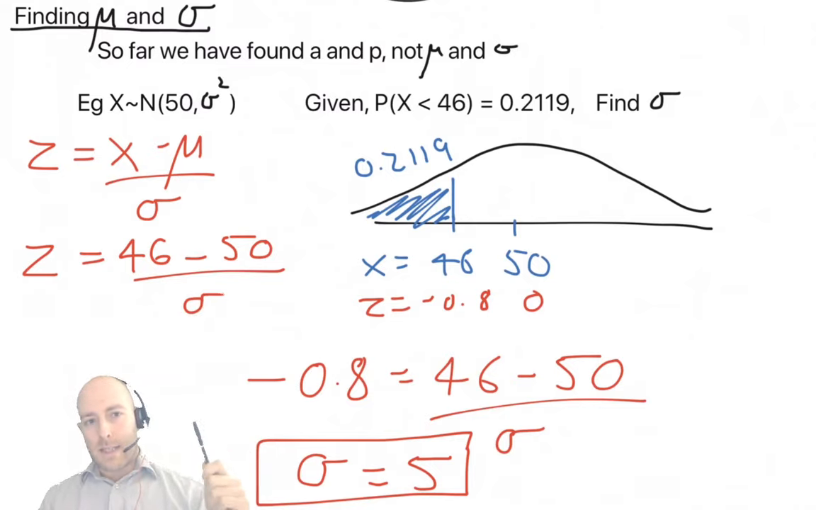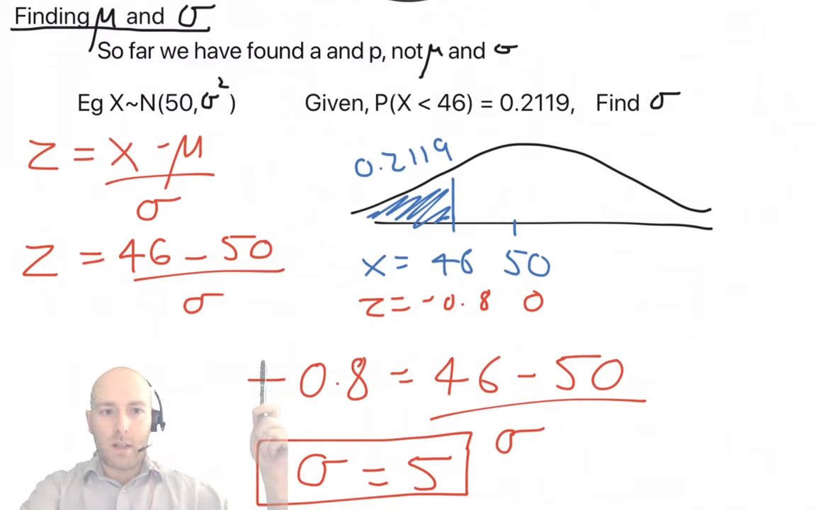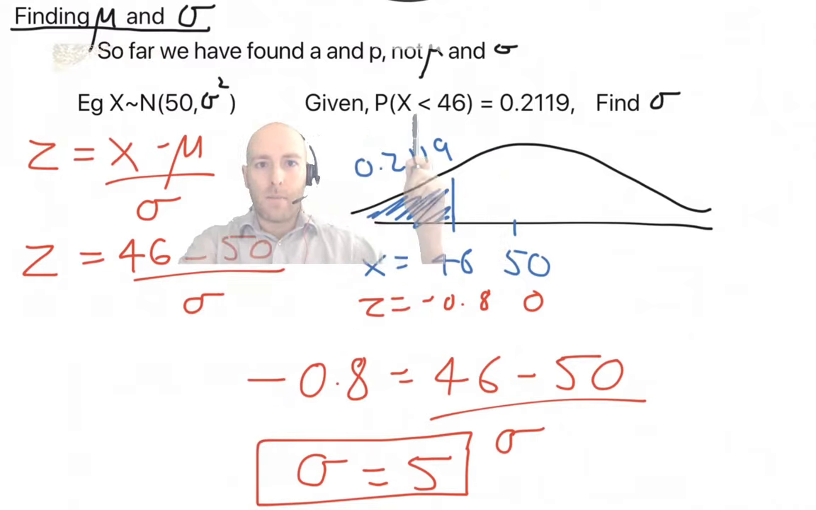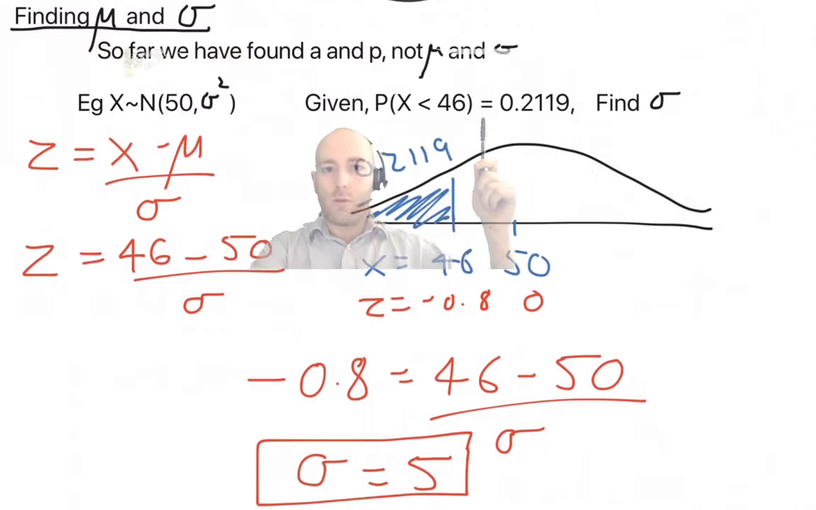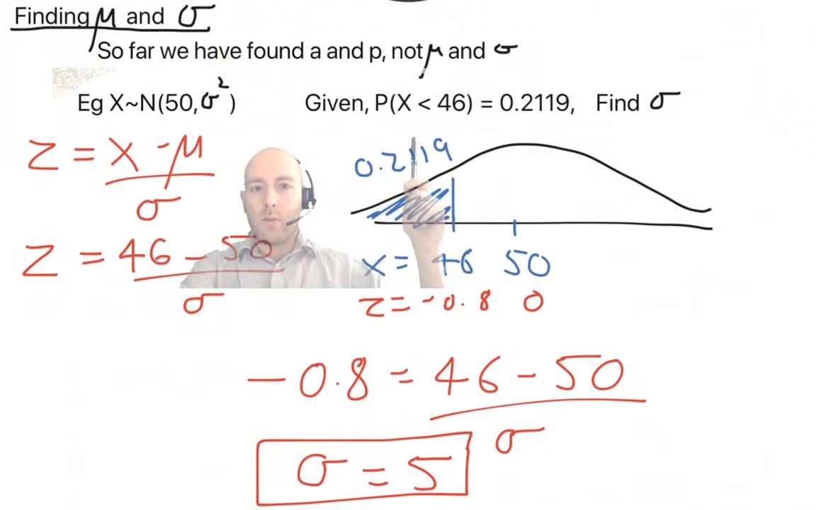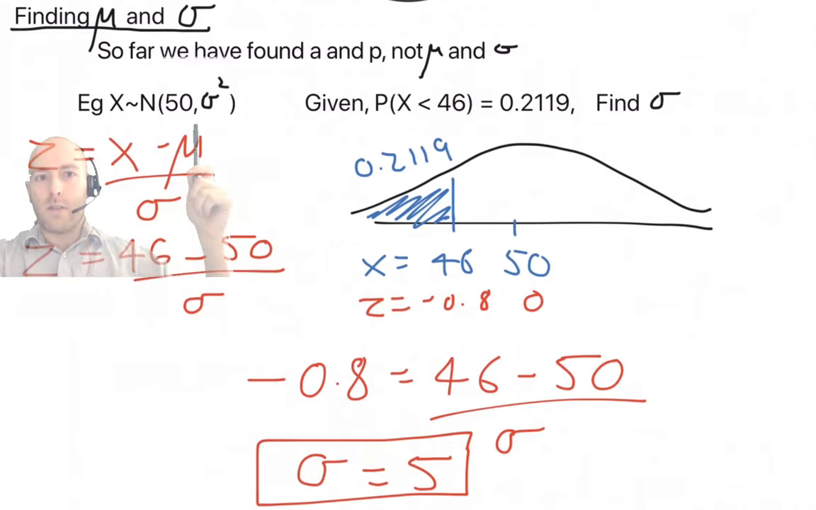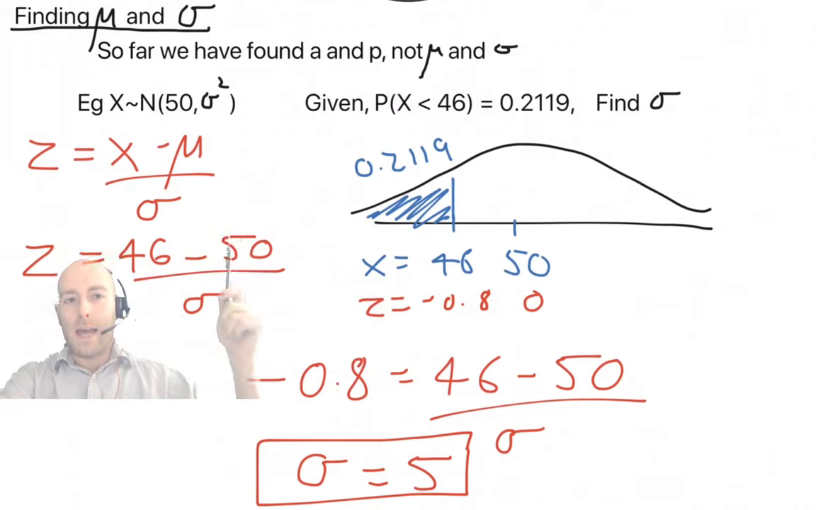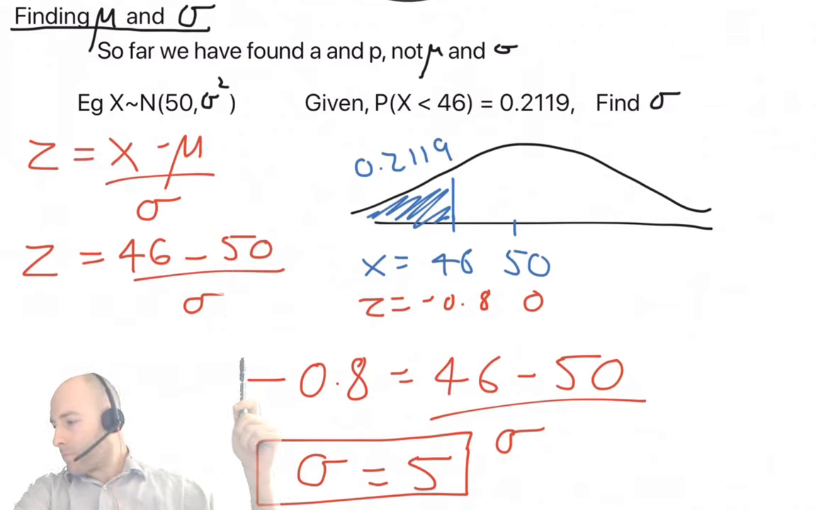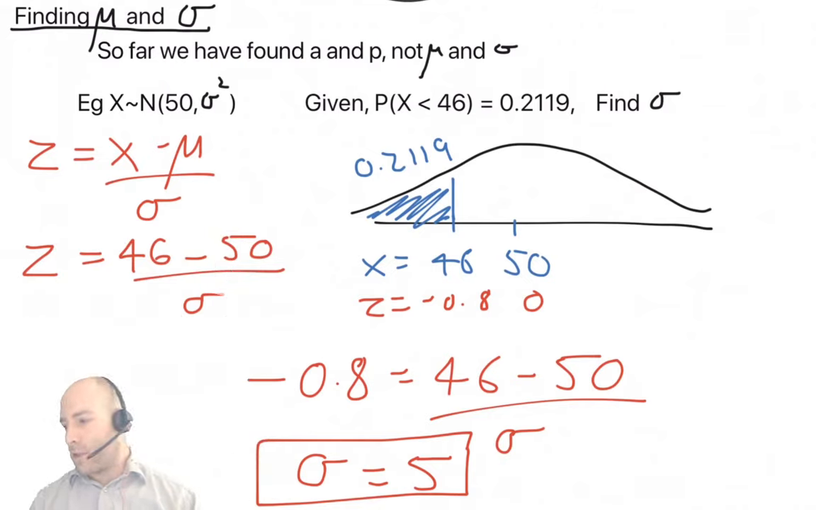What you guys are going to do next is they're going to give you 2 facts. So rather than just tell you, like this question did, this bit here, they will give you 2 of these statements, and you will need to do this process twice and solve it simultaneously to try and find mu and sigma. Cool, right, I'll just see if there's any questions.